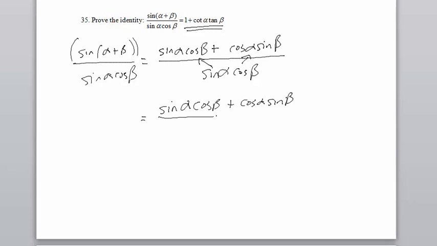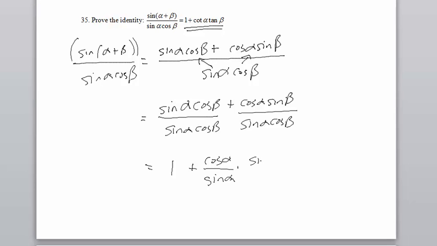So I'm allowed to break it up like this: sine alpha cosine beta divided by itself, and over here it's cosine alpha sine beta over sine alpha cosine beta. And I can see that sine alpha cosine beta divided by itself is 1, and then maybe we'll do one more step to show where the cotan alpha comes from. That's cosine alpha over sine alpha. And then the tangent of beta would be sine beta over cosine beta. And now we can write our final step, cotan alpha tangent beta.